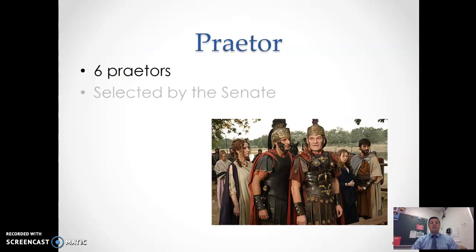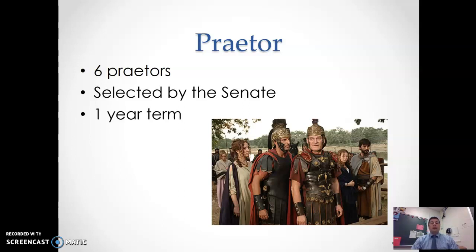And the Praetor, there are 6 of them. They're selected by the Senate, so they're mostly patricians. If you think about it, the education that the patricians receive probably makes sense in this case. They're getting more of the liberal arts versus the business and trade background that anyone in the business world is going to get.